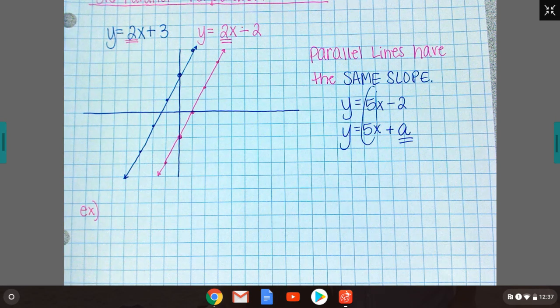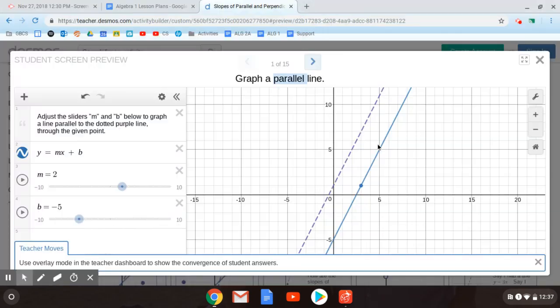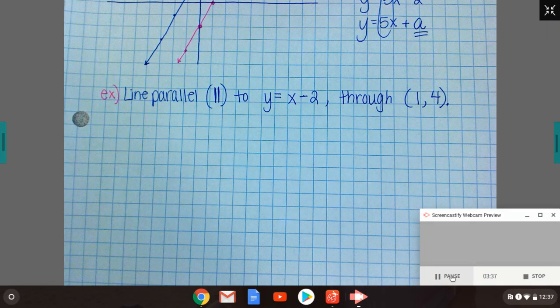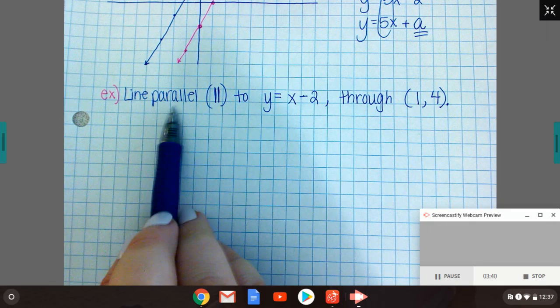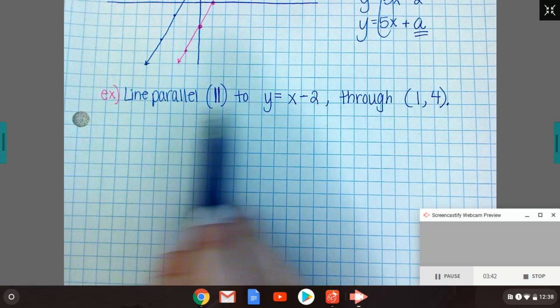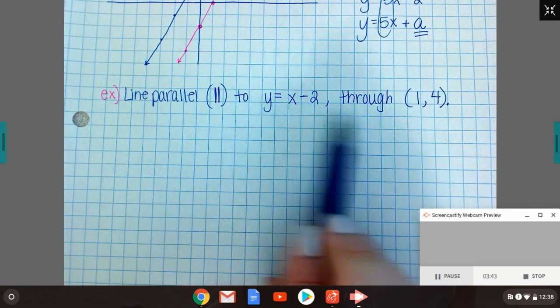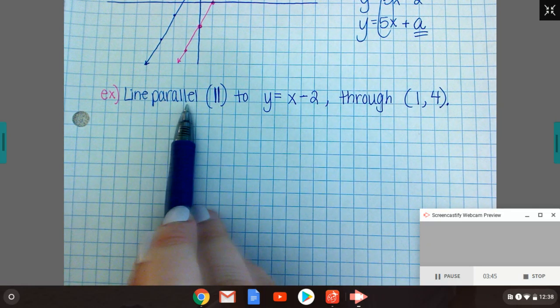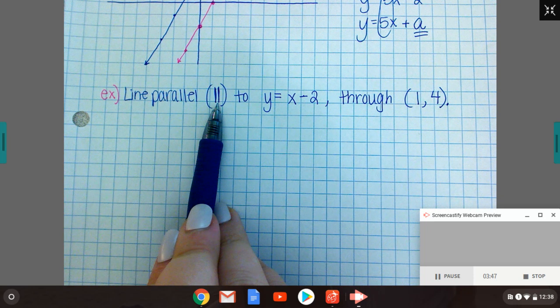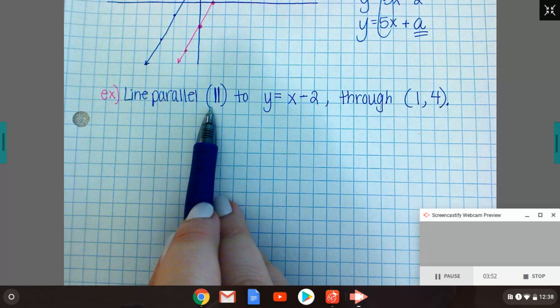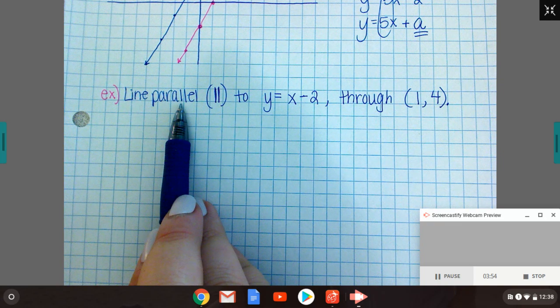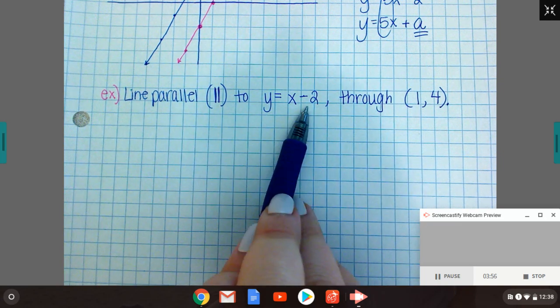Let's say that we had a problem like this. Let me pause our screen. All right, let's look at this example. If I'm looking for a line parallel to y equals x minus 2 through a given point, first notice the symbol for parallel. It looks like an 11, but it's taller and closer together. But that means parallel. So I'm looking for the equation of some line parallel to this one that goes through this point.